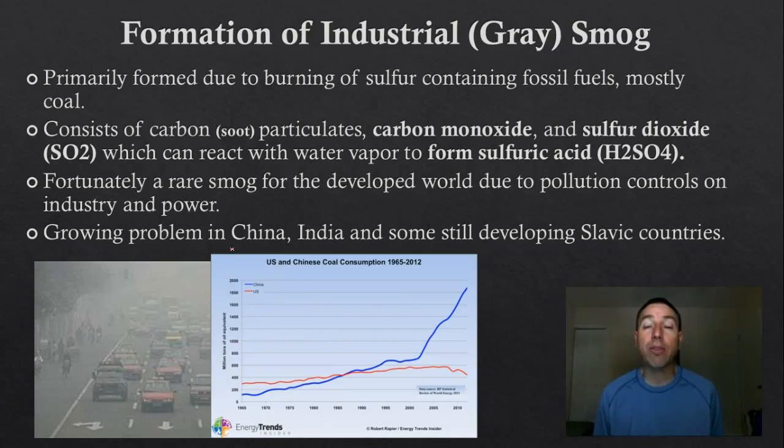It is usually rare for you to find this kind of smog in the developed world due to our pollution controls. However, China, India, and some of the Slavic countries still have a huge problem with gray smog, and this is mostly due to their increase, which you see in this graph here, of burning coal. In the United States, our increase has been very minimal when it comes to burning coal over the last 60-some years. However, over the last 12 to 15 years here in China, the amount has gone up exponentially. And they're having a huge problem keeping their pollution, as you can see in this picture down here, under control. This could be any day in China.